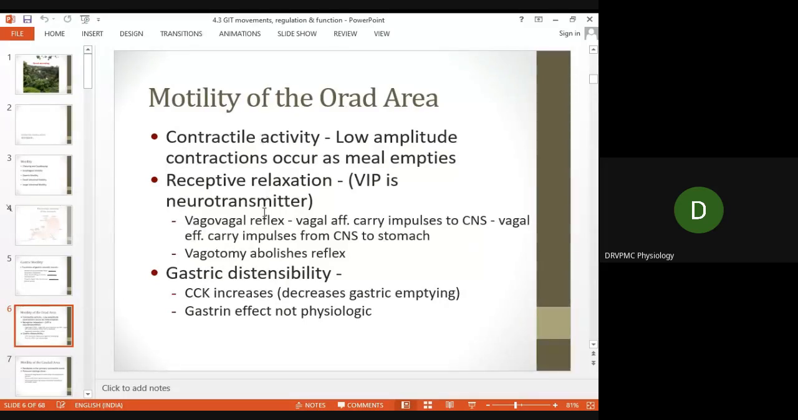Okay. So we have discussed the receptive relaxation that occurs in the stomach once the food is there in the esophagus. Then another function is gastric distensibility. The stomach distends on arrival of food. This is due to cholecystokinin, CCK.